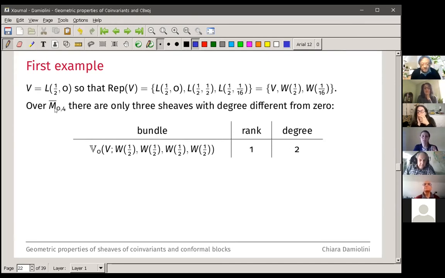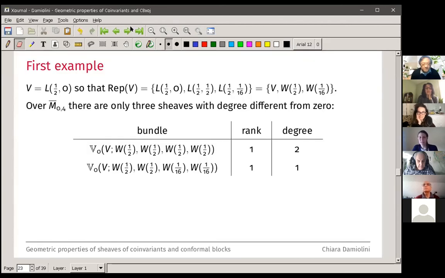So one of them, where the insertion is all of weight 1/2, has rank 1, degree 2, having positive degree. I forgot to mention that on M_{0,4} bar, if you have a line bundle with positive degree, it means that you are globally generated. But as soon as we hit a negative degree, this will be a disaster. If the degree is negative, it means it's not globally generated. So far we are not in a counterexample. The next sheaf also is not a counterexample, but this last one, when I have 1/16 at all the points, is of rank 2 and negative degree. So this is not globally generated.